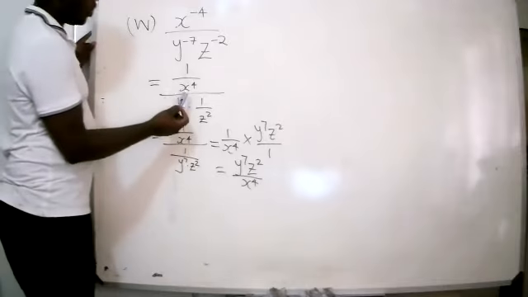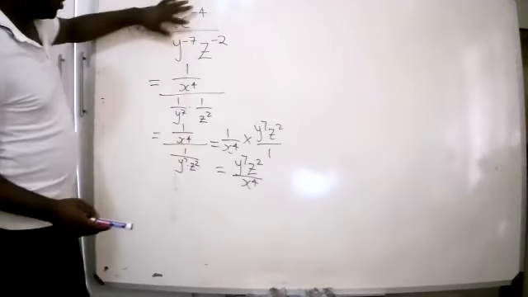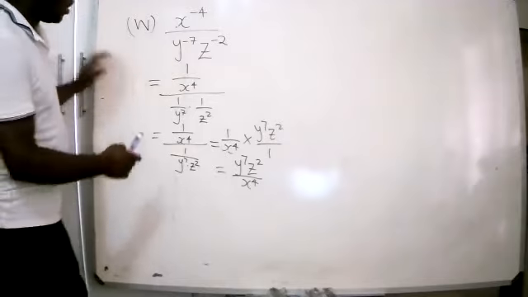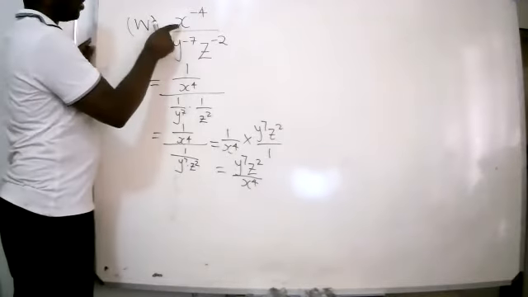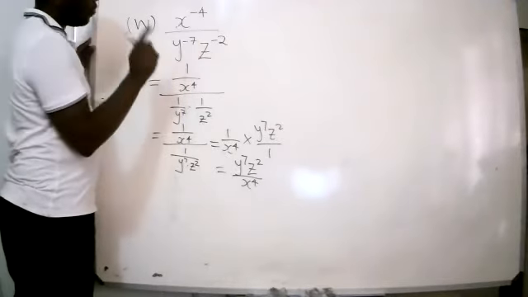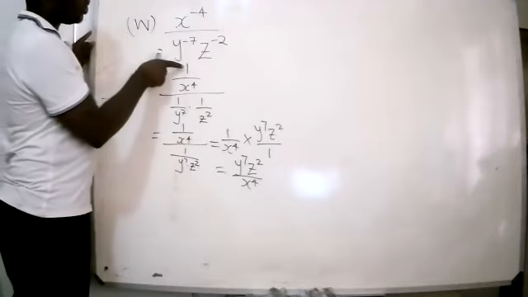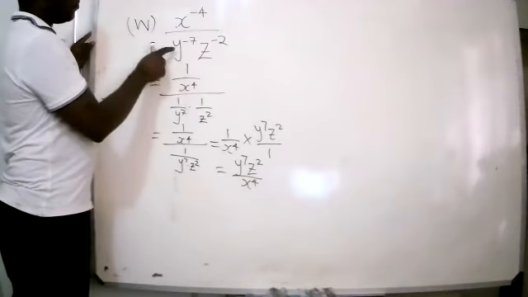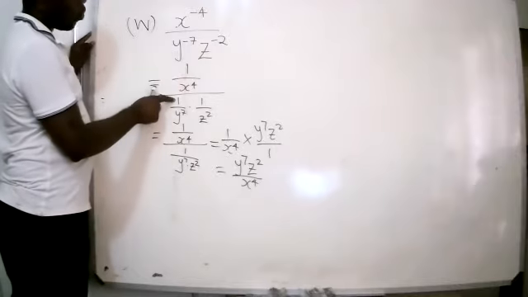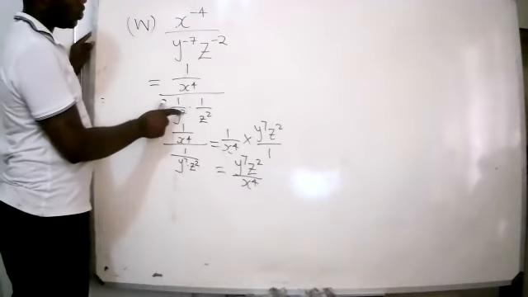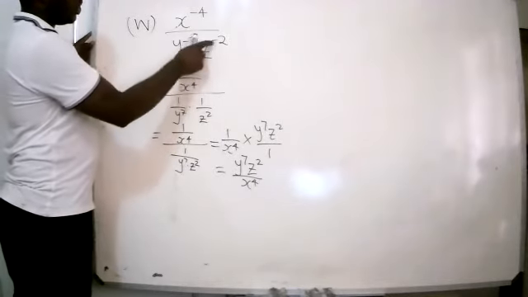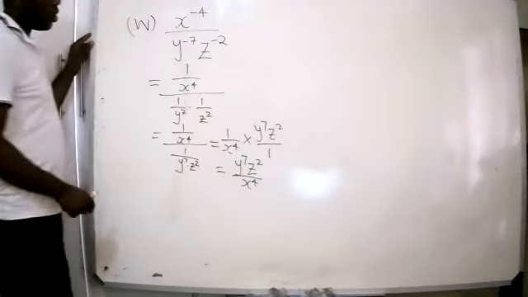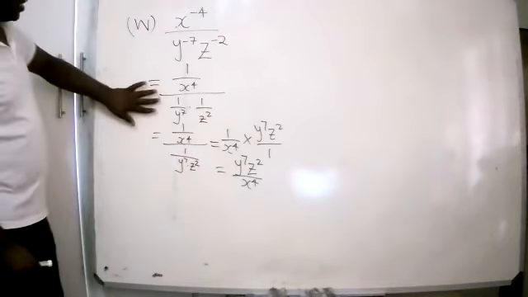So what we do here, we have to change negative exponents to be in terms of positive exponents. And when we change x to the negative 4 to be in terms of positive exponent, we're going to obtain 1 over x to the 4. And then for y to the negative 7, we're going to have 1 over y to the 7. And then for z to the negative 2, we're going to have 1 over z to the 2. Did you understand that step?